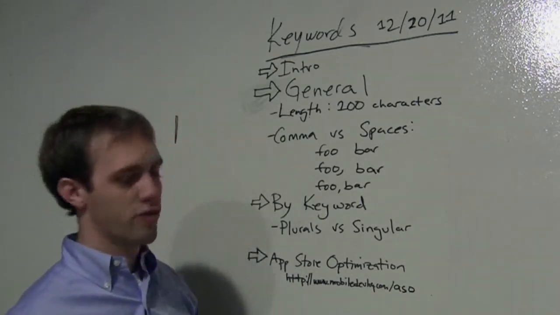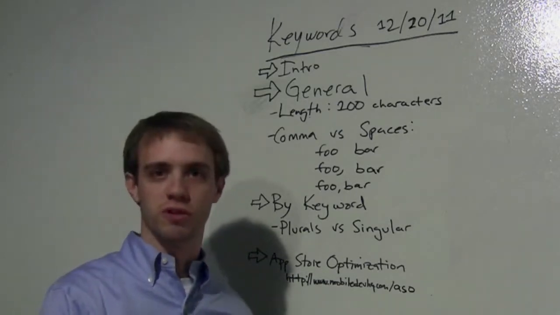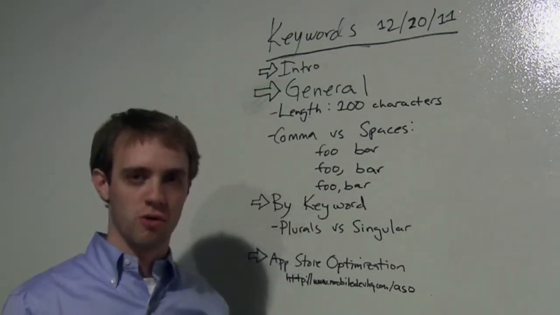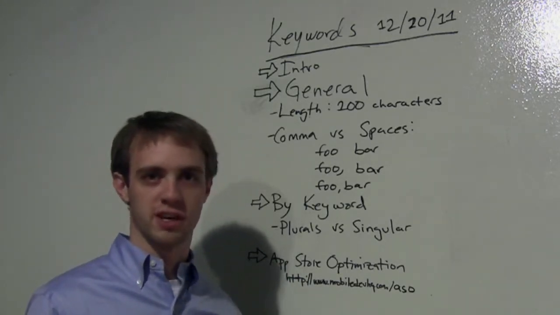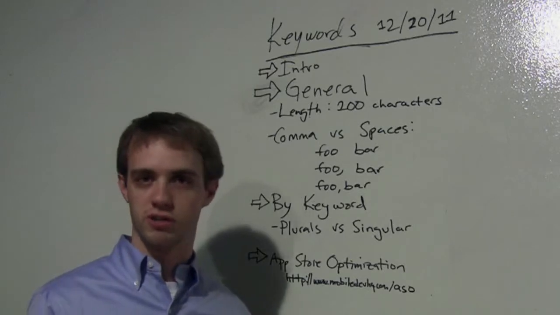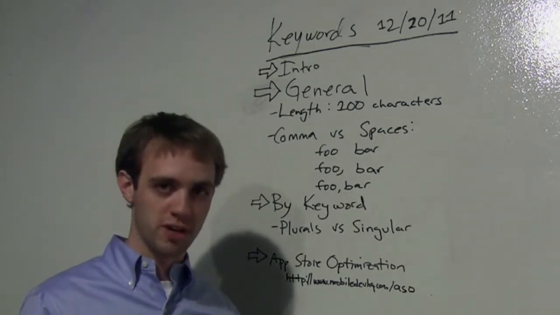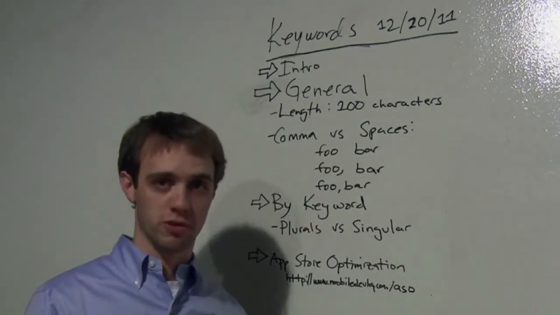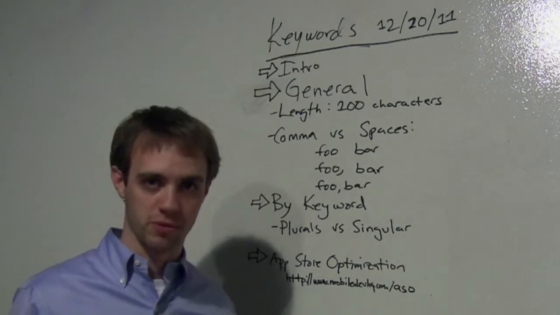So the first thing I want to talk about is how keywords will affect your search rankings. In iTunes, there are only 3 different things that affect your search rankings. The first one is your app name. The second one is your developer name. And the third one is your keywords. So description, reviews, none of that actually matters according to Apple.